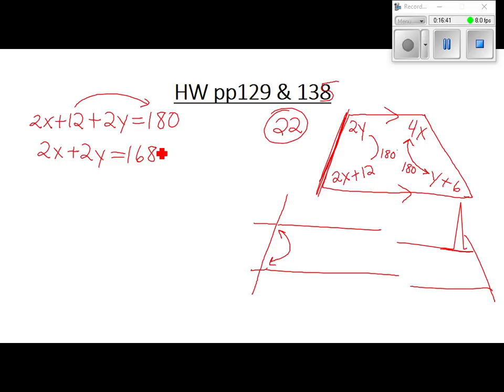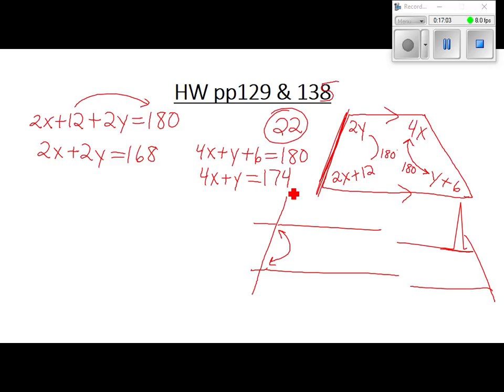Let's try the other one. 4x plus y plus 6. Those two added together should equal 180. I simplify this down, I get 4x plus y equals 174. Is that right? Same idea there. What's wrong with that? Yeah, x's and y's.